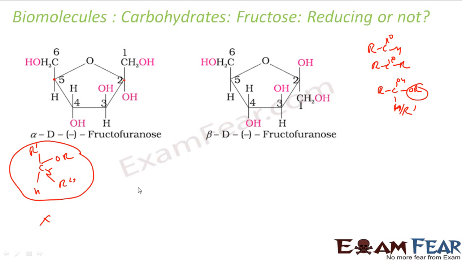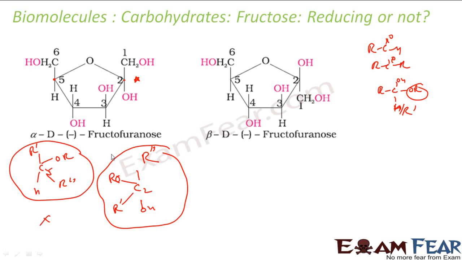Let's talk about C2. So C2, if you take, there is an R here, that is CH2OH, some R. There is an OH here. There is an OR here. And there is an R here. Correct? So if you see, this is my hemiacetal form. Since this is a hemiacetal form, I can see that my fructose is a reducing sugar. Also, we know that all the monosaccharides are reducing sugar. We have discussed this. Correct?